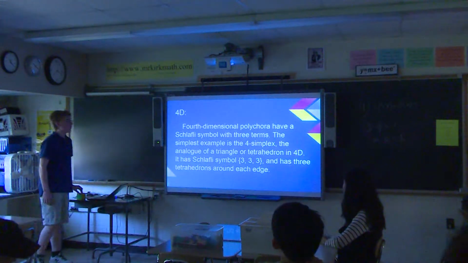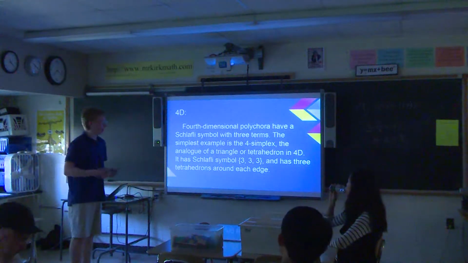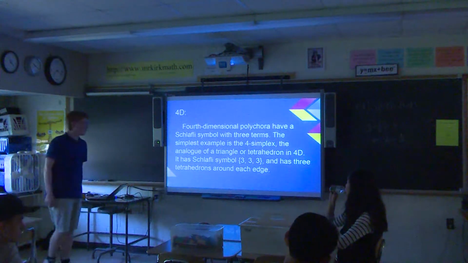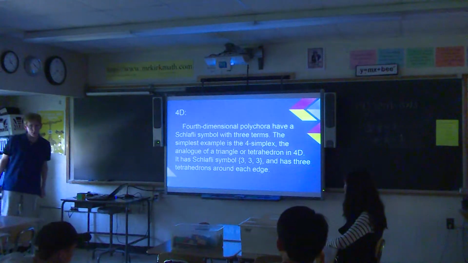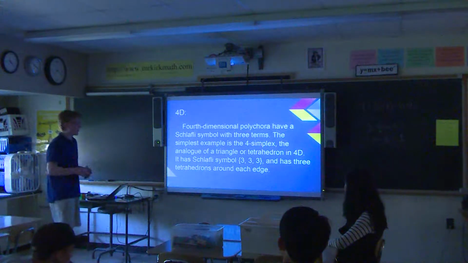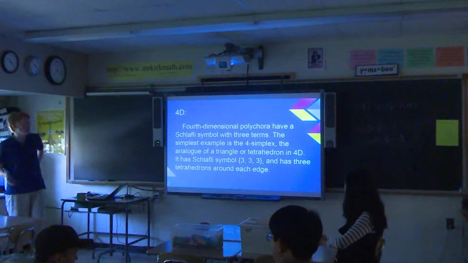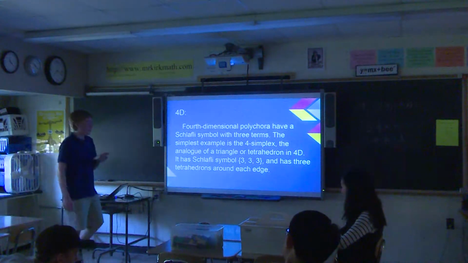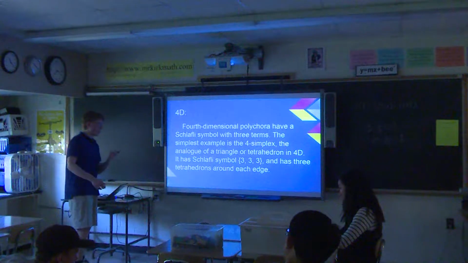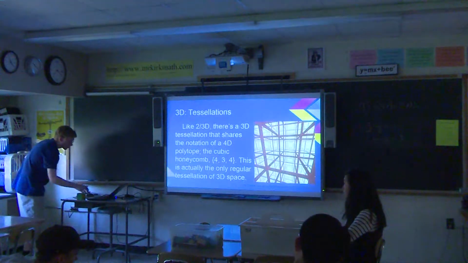And 4-dimensional stuff. So 4-dimensional polychora, you need 4 dimensions, so you're going to have 3 terms. And so the simplest example is what's called the 4-simplex. A simplex is basically the analog of a triangle or tetrahedron in n dimensions. And so it's got Schlafli symbol 3, 3, 3. What that means is that it has 3 tetrahedrons around every edge, rather than around every vertex.